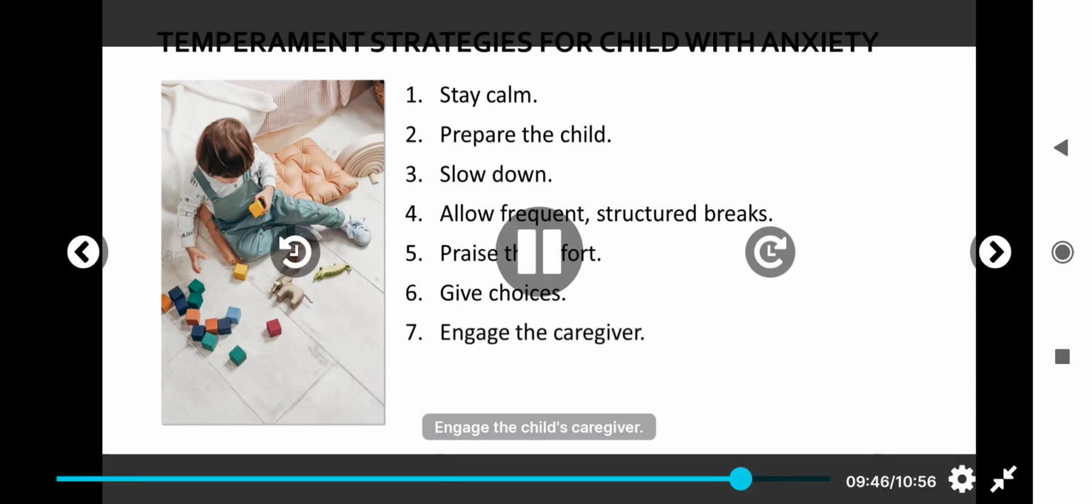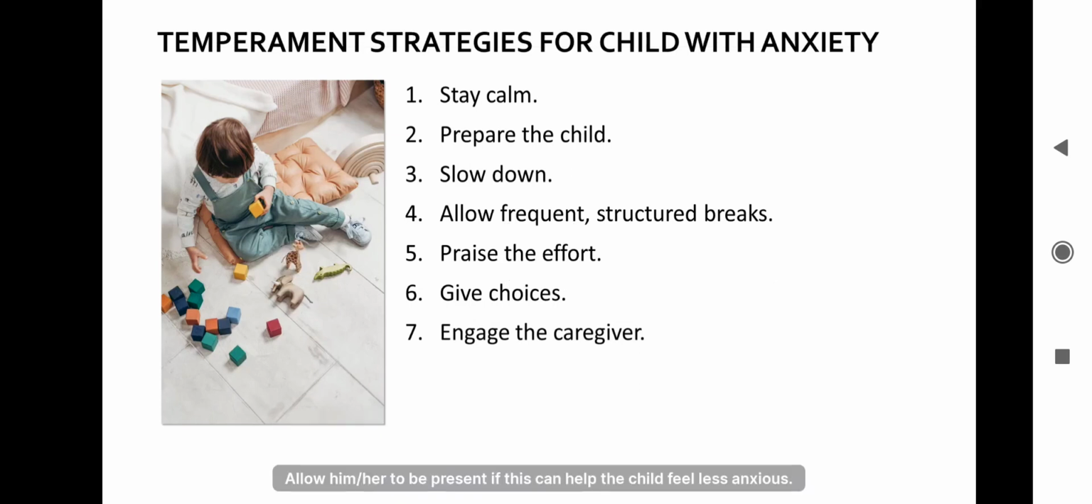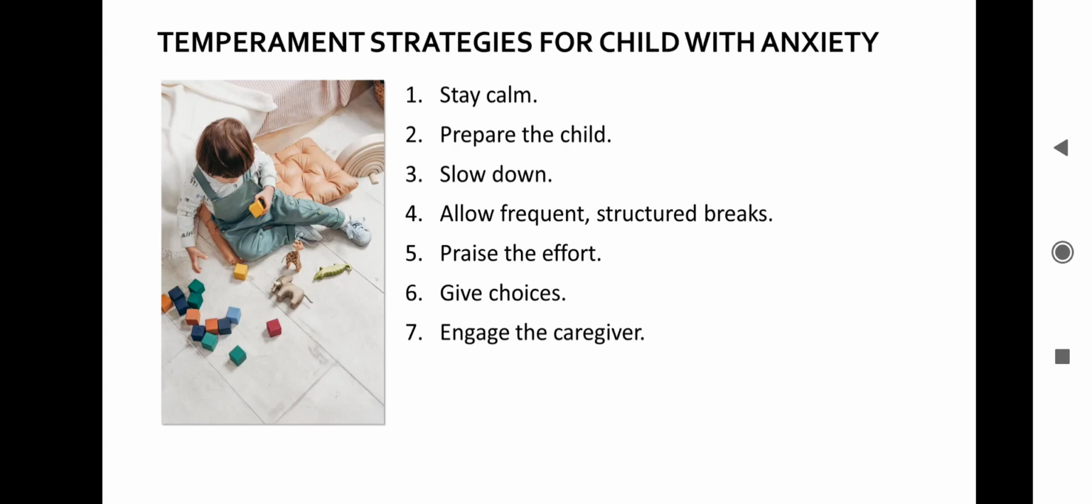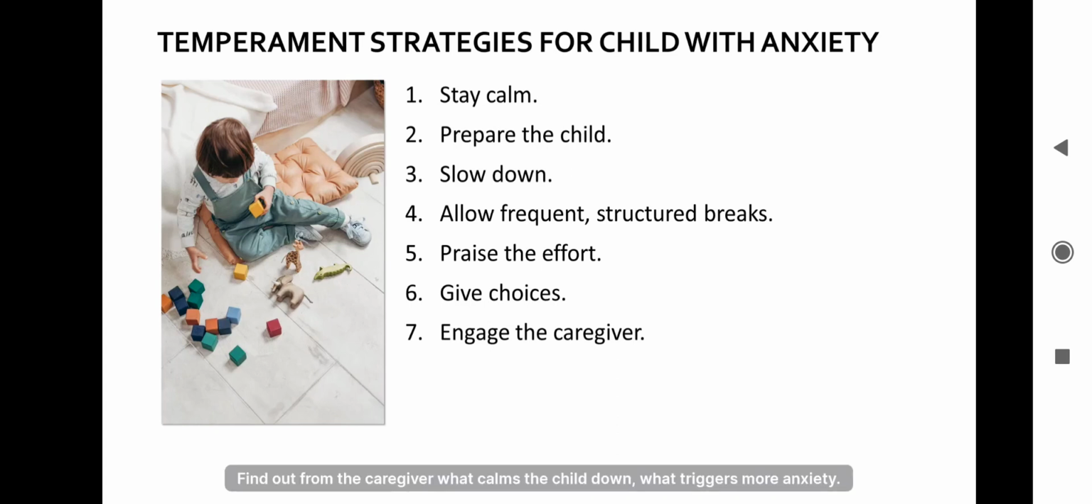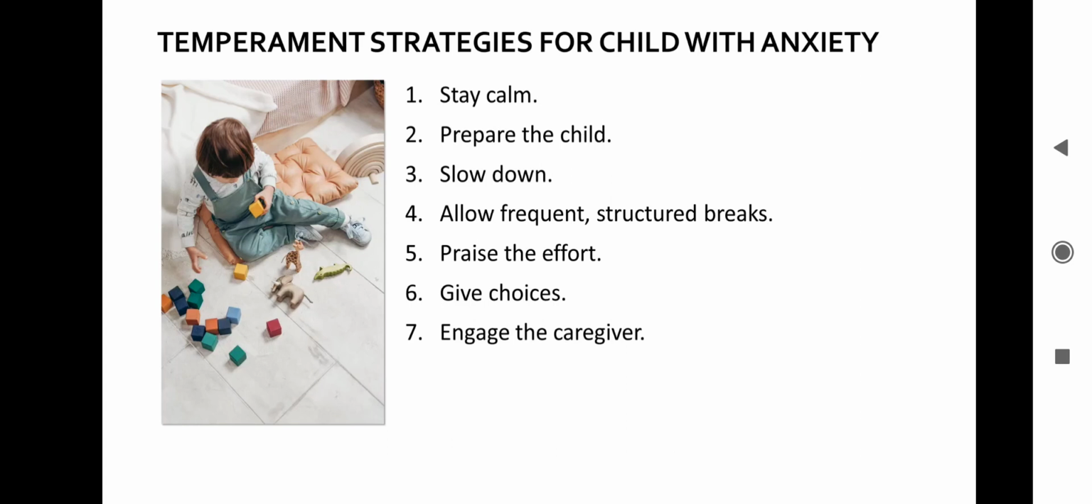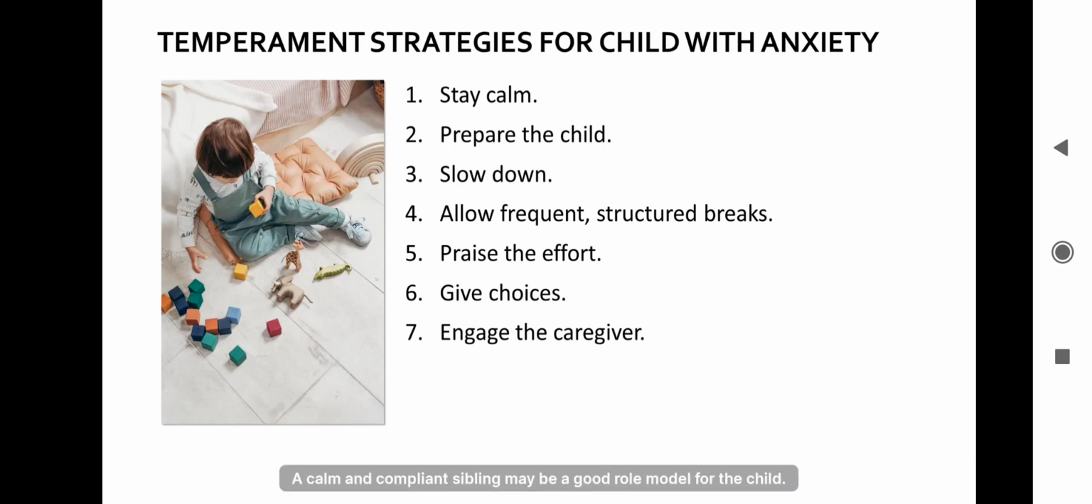Engage the child's caregiver. Allow him or her to be present if this can help the child feel less anxious. Find out from the caregiver what calms the child down, what triggers more anxiety. A calm and compliant sibling may be a good role model for the child. Discuss beforehand with the caregiver if this is likely to help or make things worse.